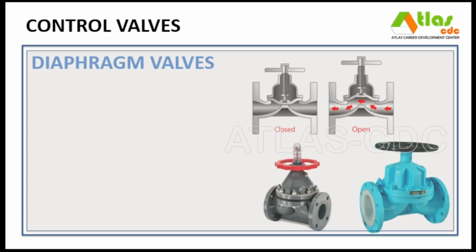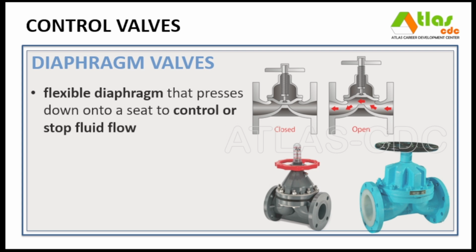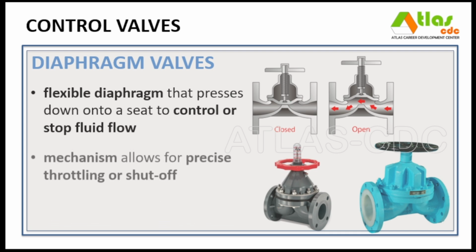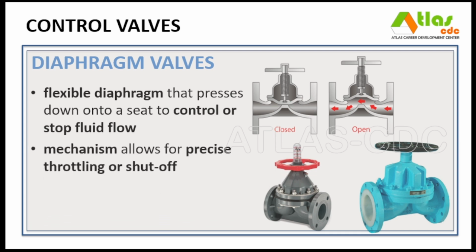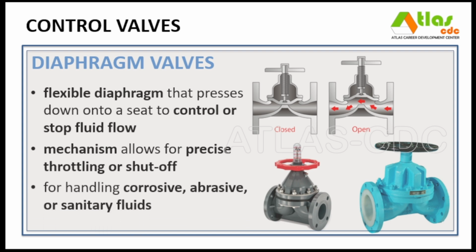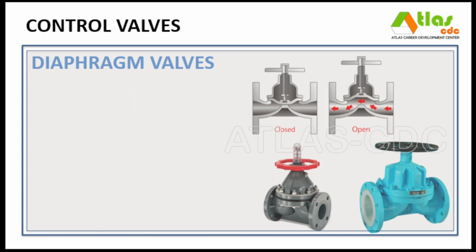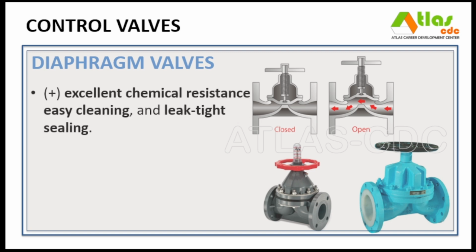A diaphragm valve uses a flexible diaphragm that presses down onto a seat to control or stop fluid flow, separating the working parts from the process media. Its mechanism allows for precise throttling or shut off, and its function is ideal for handling corrosive, abrasive, or sanitary fluids. Advantages include excellent chemical resistance, easy cleaning, and leak-tight sealing.